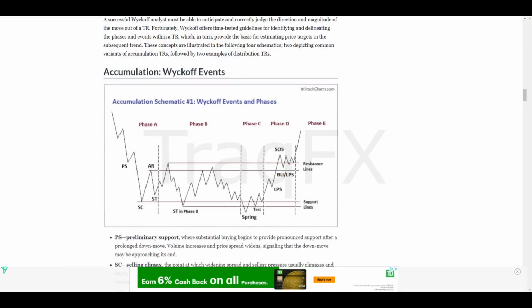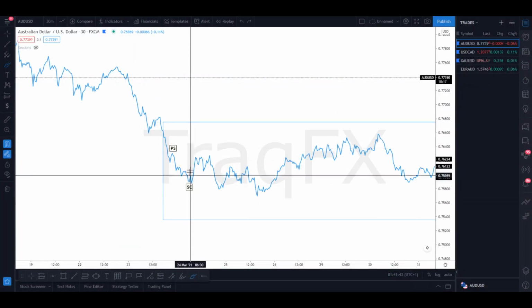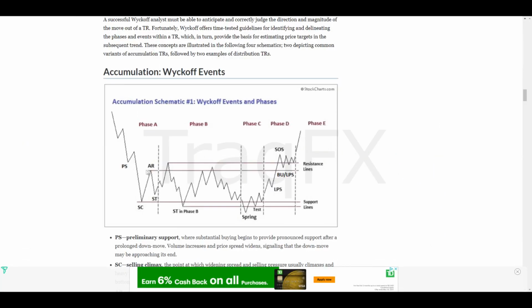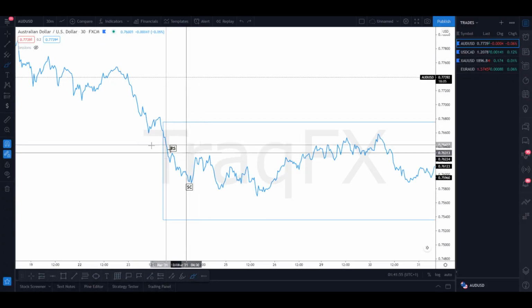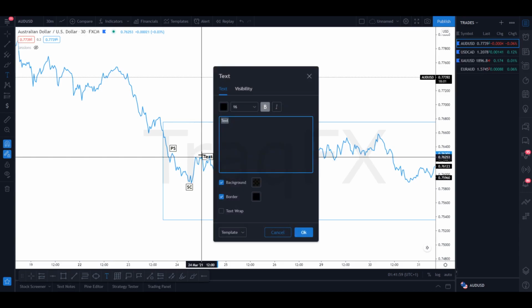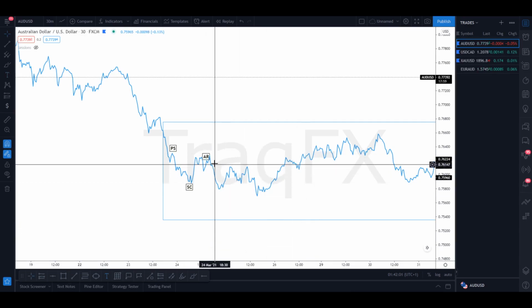Now after that selling climax, we have an automatic rally. The automatic rally is basically just making a push back into the PS. Now in this area, the automatic rally pushes up towards the PS. It doesn't necessarily need to be below the PS. Even if it's a little bit above, it's completely fine. But if it's below, it's obviously better. So in this case, the market makes an automatic rally where a lot of buying pressure comes in, and this is basically the start of the schematic.